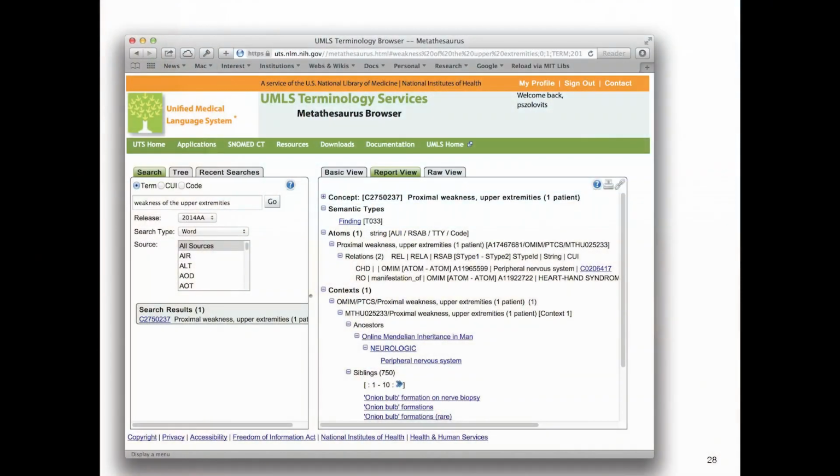There's an online tool where you can type in something and it says weakness of the upper extremities, and it says, oh, you mean the concept proximal weakness upper extremities. And then it has a relationship to various contexts, and it has siblings, and it has all kinds of other things that one can look up.